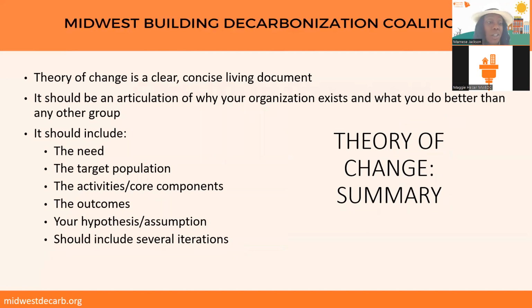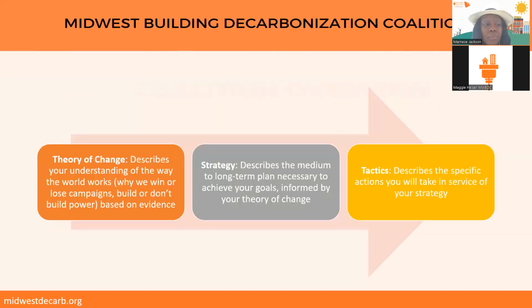And so with your theory of change, make sure it's clear, concise, and it's a living document. Ours is on our website, the MWBDC. And you need to make sure that includes the needs, the target population, activities, core components, the outcomes, your hypothesis or assumptions, and should include several iterations. And you can redo it as many times as you would like or as needed.